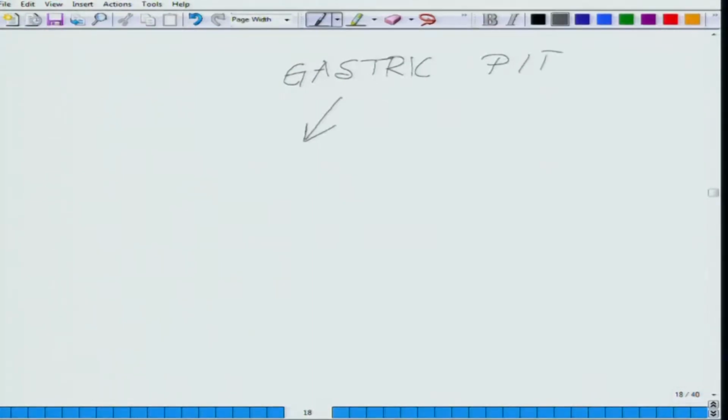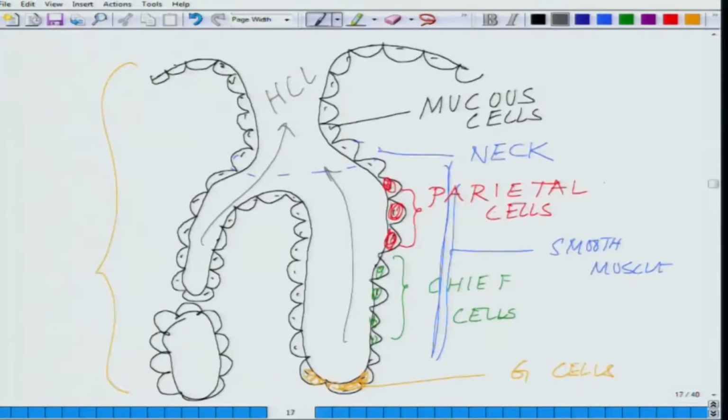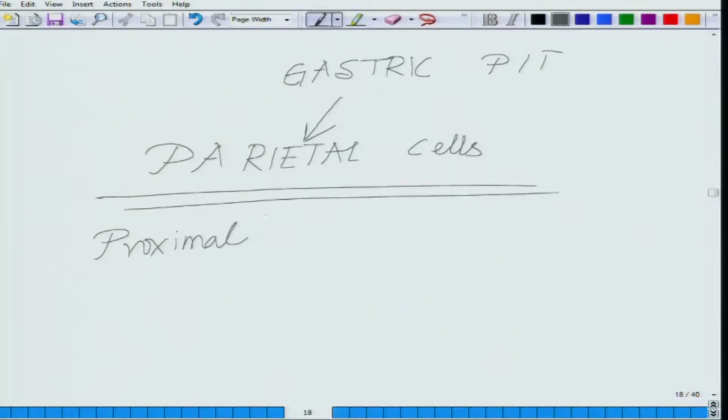So, within the gastric pit you have two types of secretory cells. The first one is the parietal cells. These parietal cells are especially common along the proximal portion, as you must have seen in the picture. This is the proximal section where they are fairly common, along the proximal portion of the gastric pit.